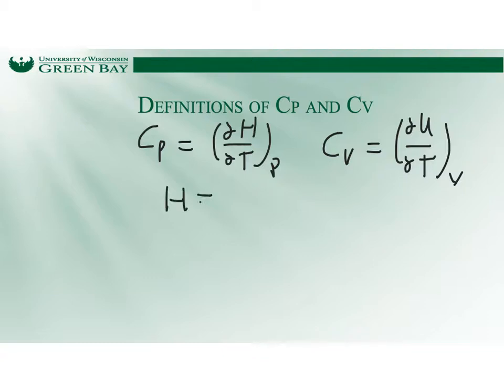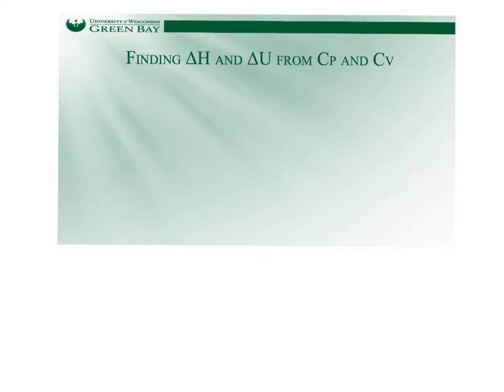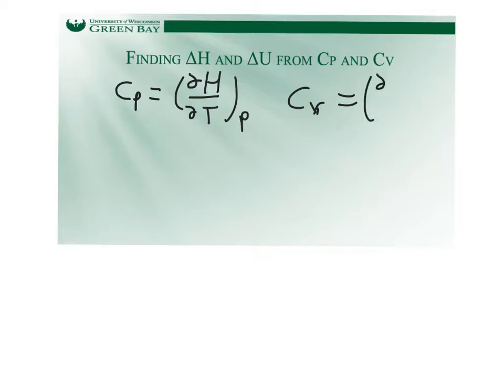Enthalpy and internal energy are related as H equals U plus PV. Both enthalpy and internal energy have the units of joule. Both Cp and Cv have the units of joule per mole per Kelvin. Because of the definition of Cp and Cv, Cp equals change of the enthalpy per change of the temperature at constant pressure. Cv equals change of the internal energy per change of the temperature at constant volume.